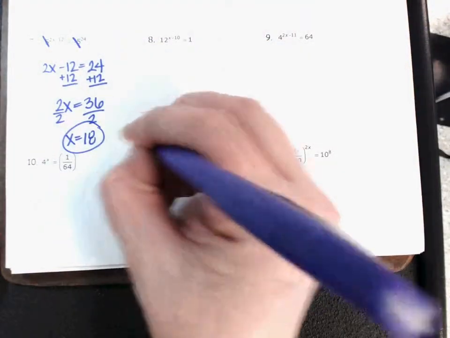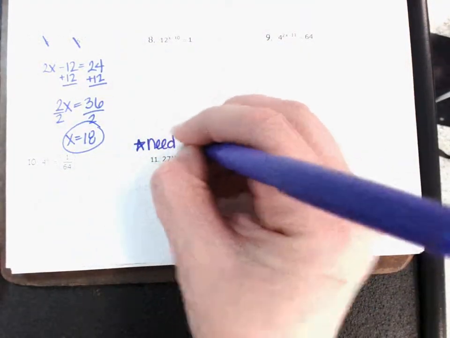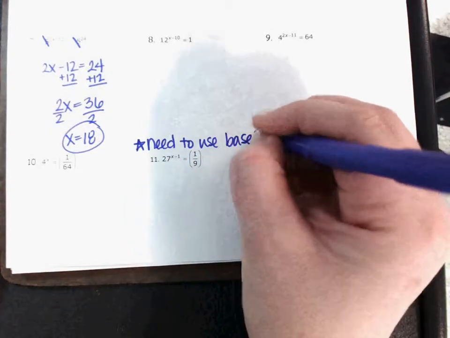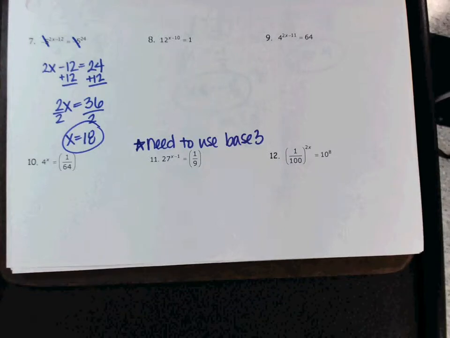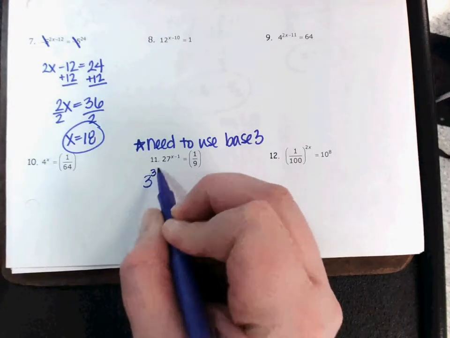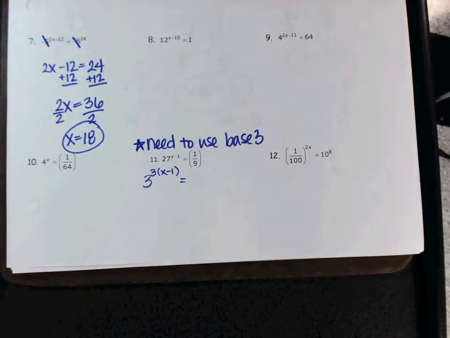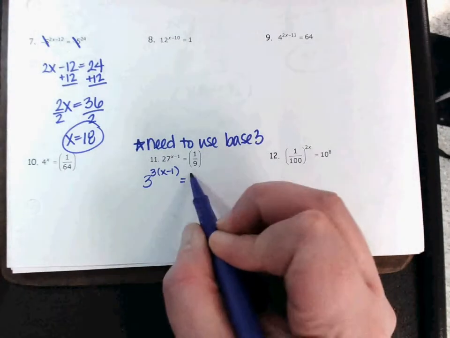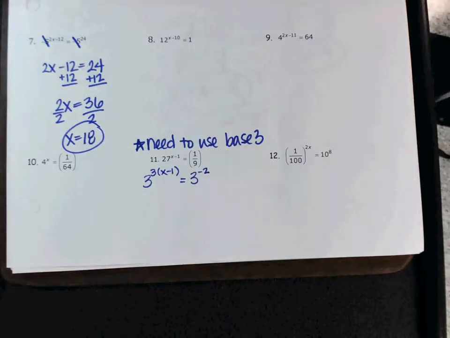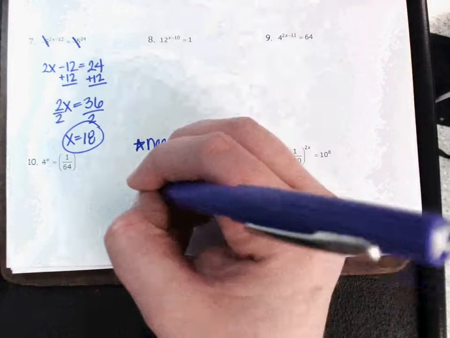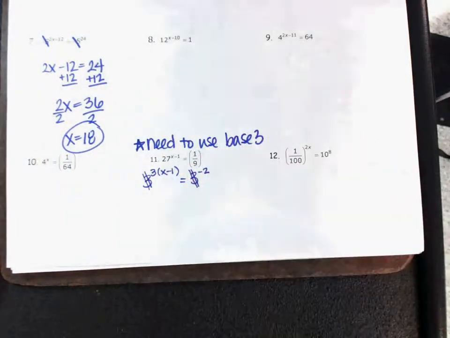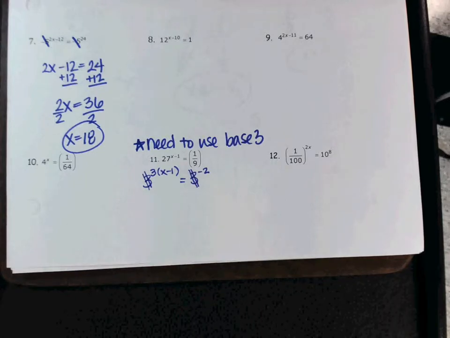So here, I'm going to need to use base 3. The reason why is because 27 can't be a 9, and 9 can't be a 27, but they can both be 3s. So on the left side, 27 is 3 to the what? And then on the other side, 9 is 3 to the 2, but I have to make it a negative 2 because it was a fraction. Okay? Then from there, my 3's cross out. Go ahead and finish solving it. It's going to come out to be a fraction. This is the only one I think that's a fraction.